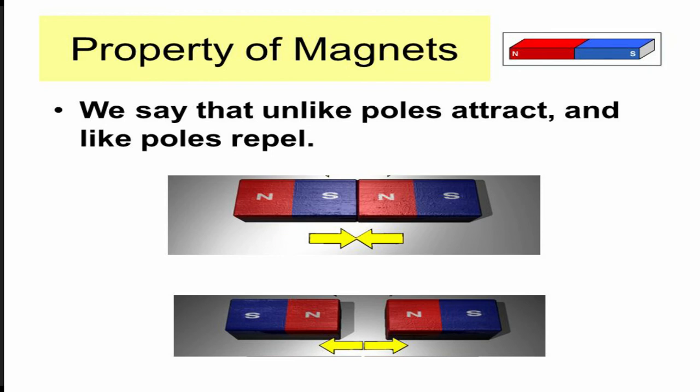As you can see here, north and north will repel each other, south and south will repel each other, but south and north poles will attract each other. So like poles repel, that means the same kinds of poles will repel, and opposite or unlike poles will attract. A suspended magnet is brought close to a fixed magnet. If like poles are close to one another, the suspended magnet tends to move away. And if opposite poles are close to one another, the suspended magnet tends to move towards the fixed magnet.